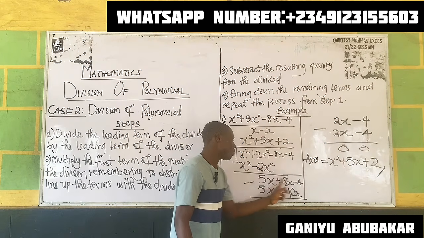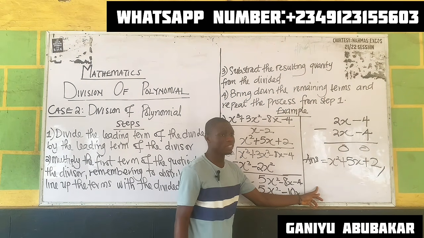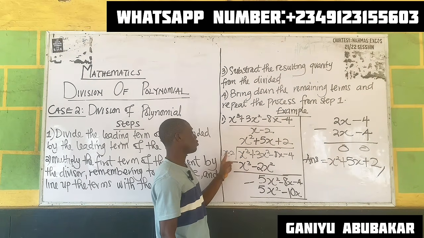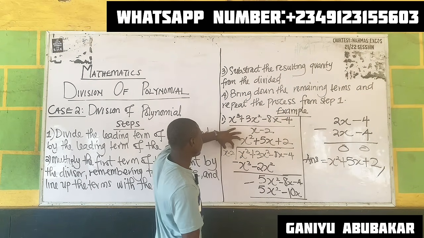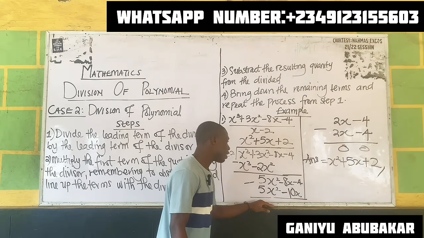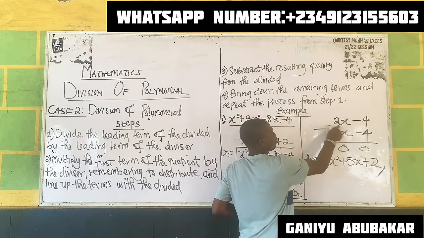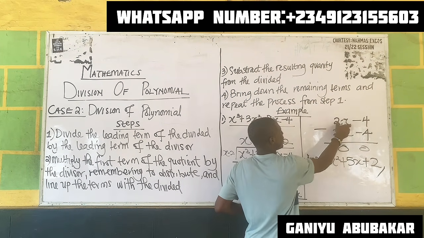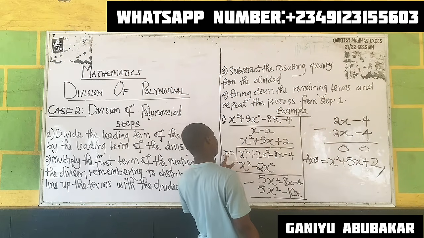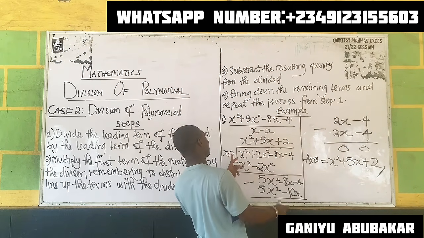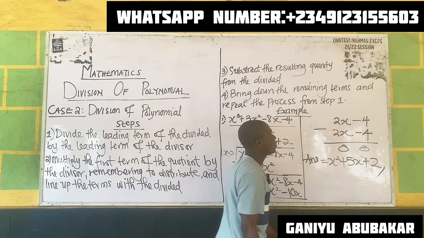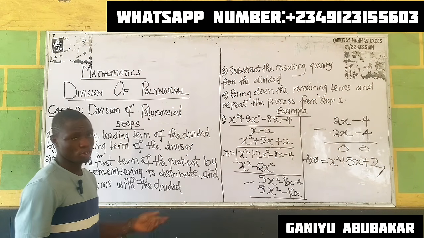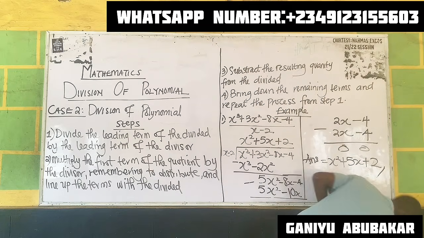You go again. This one now becomes another dividend, right? So pick out the leading term, divided by the leading term of this one. That gives you 5x. Now 5x times everything here gives you this. Subtract them, you have this one. We have only 2x left. But negative 4, bring it down. Now divide the leading term again by x. That gives you 2. 2 times everything here gives you what is here. And then subtract. So that is how you divide a polynomial using the long division method.